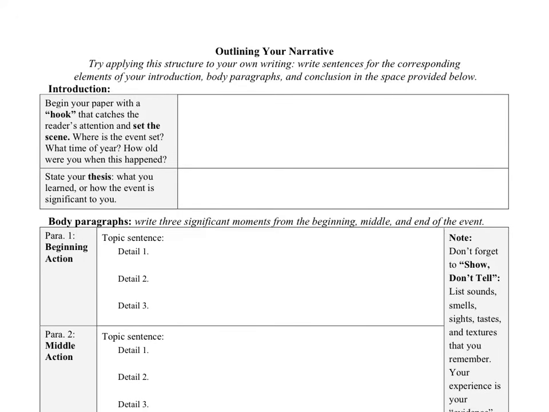So now, what I would like you to do for Wednesday is to create an outline for your narrative. You can think of the hook, but I'm not so concerned about that. I would like to see the thesis statement. Okay, what is it, the thing that you learned, or how this event was significant to you. You're not going to actually give the moral, but you're going to say something that introduces your story.